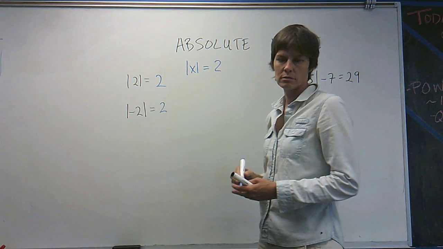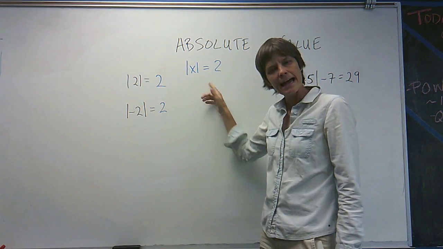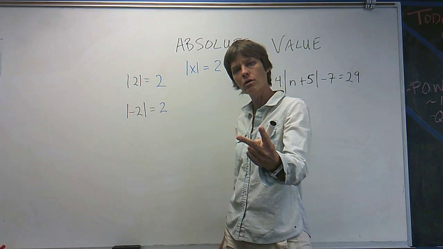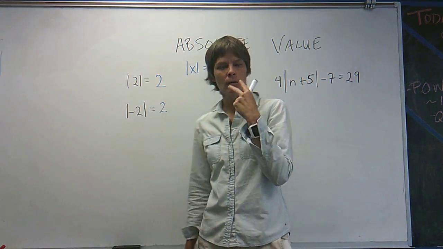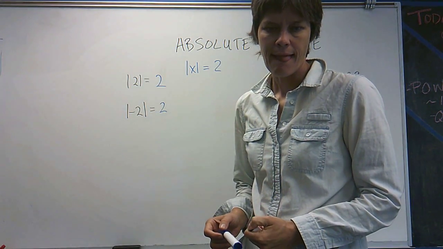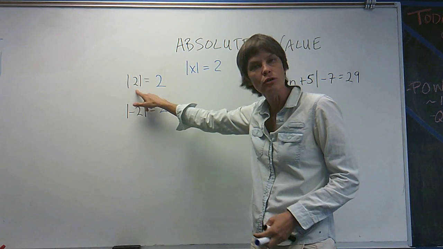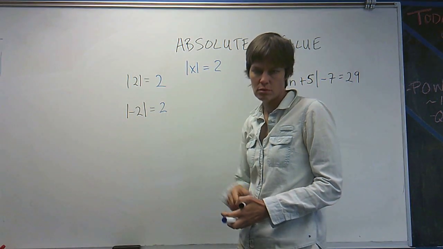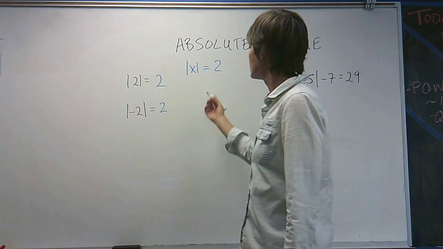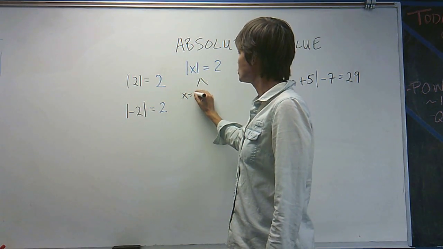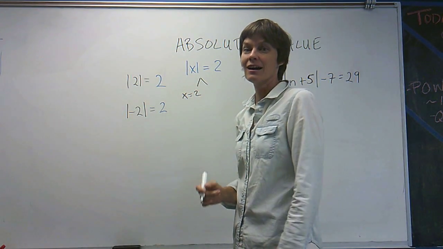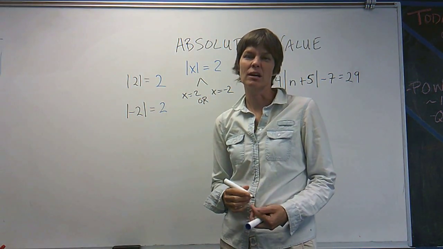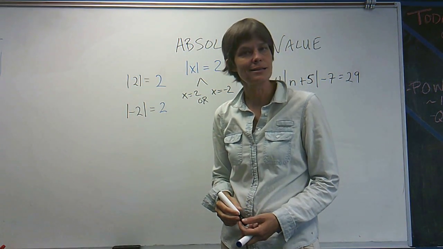Now, here's the deal though. If we're doing algebra, and I say the absolute value of this unknown thing is 2, well, what does that mean? It means x might have been 2, but x might have also been negative 2. So we have to account for them both. So we say x equals 2, that's correct, or x equals negative 2. I don't know which one it is.